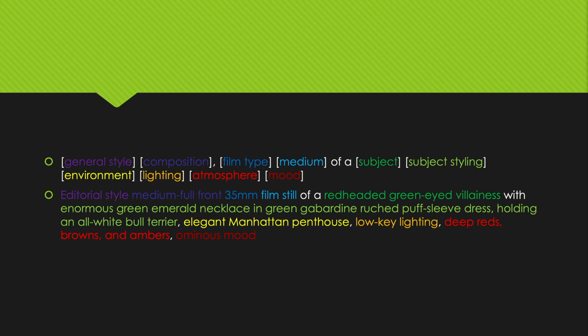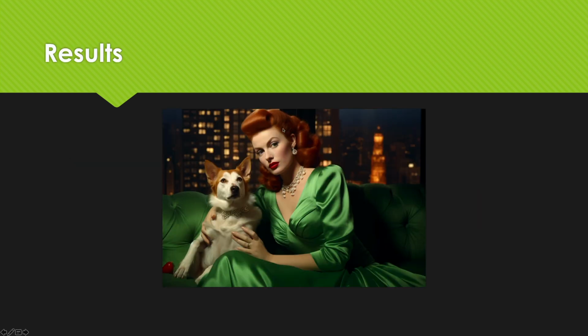So let's see the example. Here we go. Here we've got our red-headed, green-eyed villainess holding a dog that is not a bull terrier, but it is mostly white. And she's got this nice necklace, and it's a ruched, puff-sleeved gabardine gown. She's in an elegant Manhattan penthouse. This is a pretty good start for this, and this is just on the first pass.